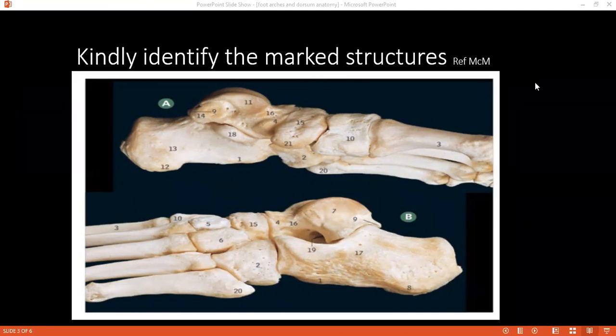What are the arches of the foot? How would you classify the arches of the foot? Yes, there is the medial longitudinal arch, lateral longitudinal arch, and transverse arch. Okay, can you please tell me with the help of which bones and structures these arches are formed?